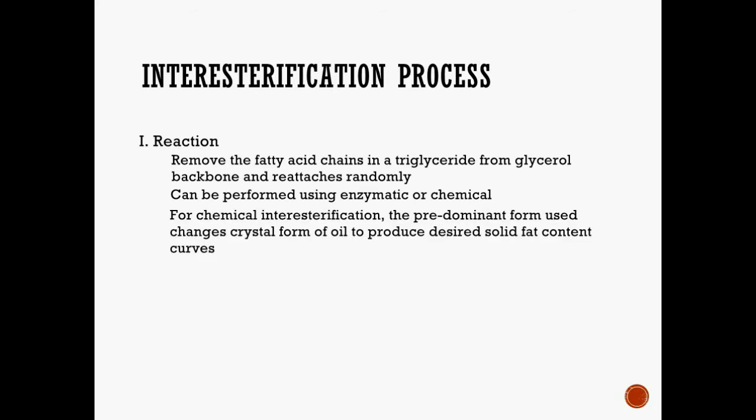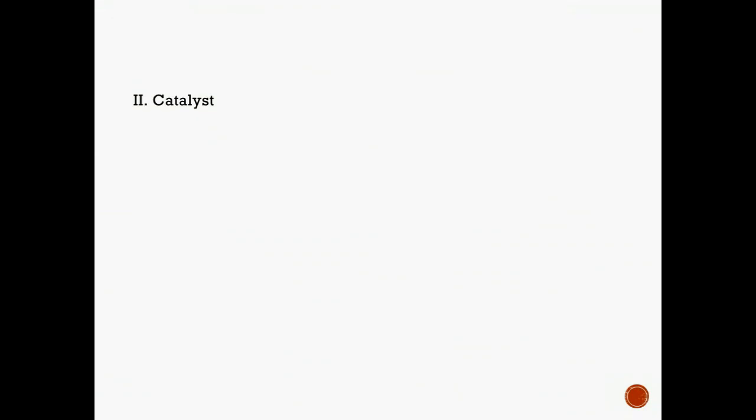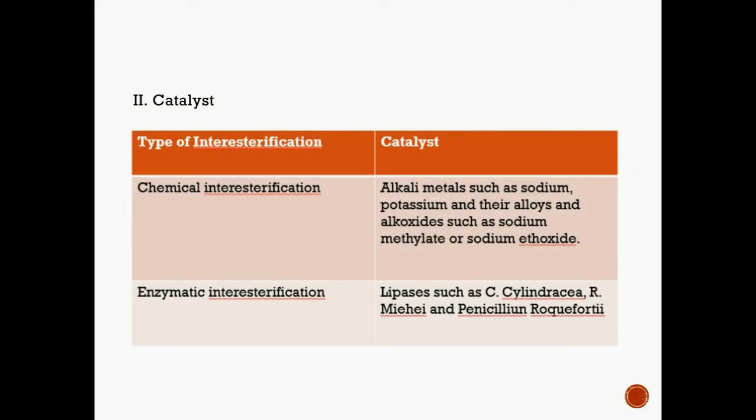For chemical interesterification, the predominant form is used to change the crystal form of the oil to produce the desired solid fat content curve. For enzymatic interesterification, the desired array of triglyceride is produced through temperature manipulation. For catalysts involved, chemical interesterification uses alkali metals such as sodium, potassium and their alloys and alkoxides. For enzymatic interesterification, the catalyst used is lipase.